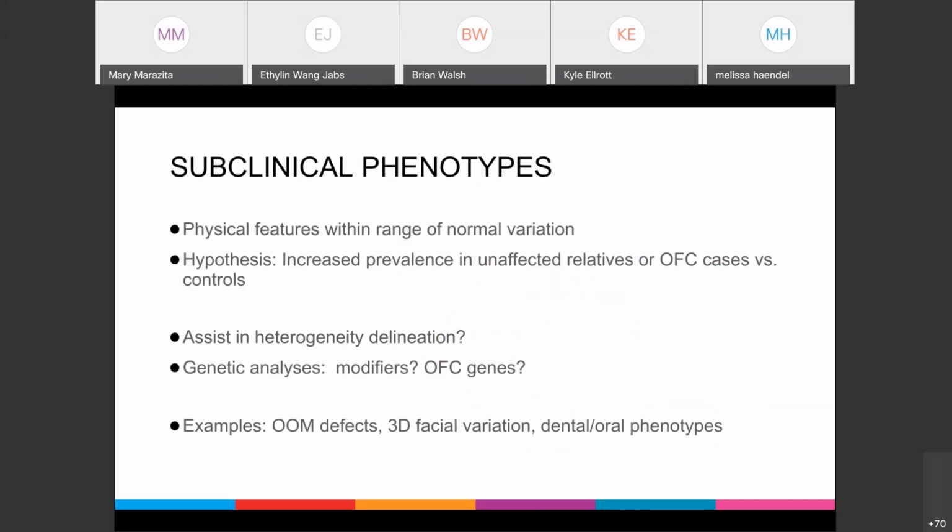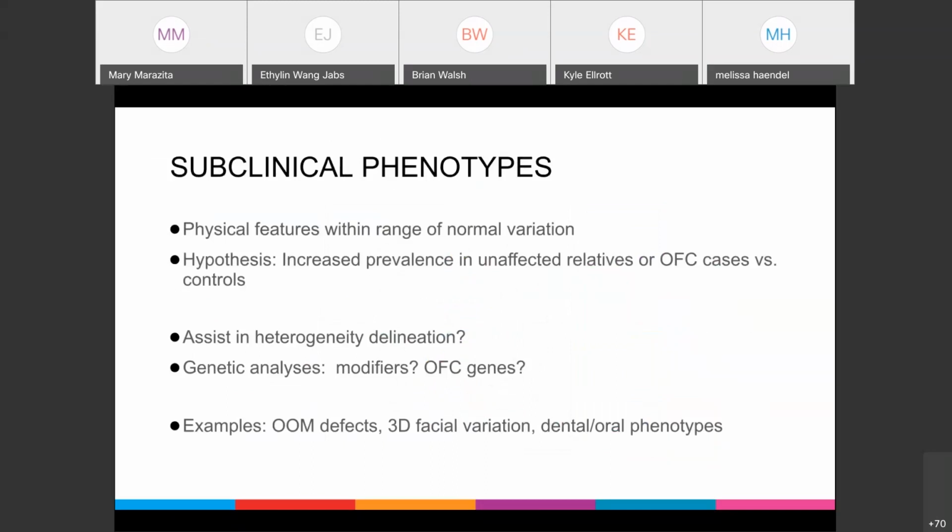So subclinical phenotypes are physical features that are within the range of normal variation. So these are things that anybody could have. But one of our hypotheses has been that some of these features have increased prevalence in unaffected relatives versus controls, or in OFC cases versus controls. This is not a new hypothesis.